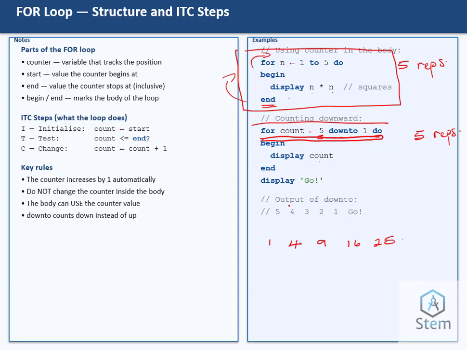We display 5. Then we end. We display 4. Then we end. We go back, we display, and we keep going down until we reach 1. Then we get out of the loop, and this message will also be displayed. So it will be 5, 4, 3, 2, 1. Then we display go. This go is outside the loop. It's not part of the loop. That's how loops work. And specifically, that's how the for loop works.